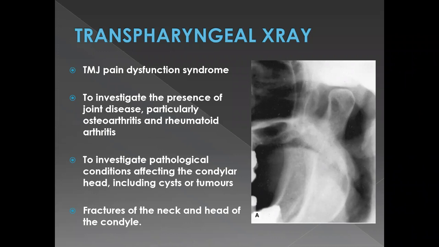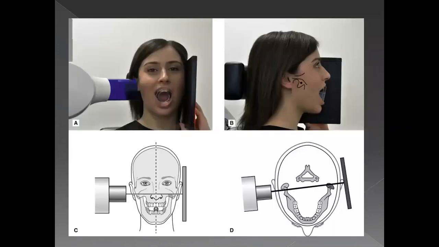Again, you will come across this in centers where you don't have access to an OPG, or in the peripheries if you're working over there. It was usually ordered for patients with TMJ myofascial pain dysfunction syndrome, to investigate the presence of joint disease, particularly osteoarthritis and rheumatoid arthritis, and to investigate pathological conditions affecting the condylar head, including cysts and tumors. In addition, you can also see the neck and the head of the condyle quite clearly, so you could also do it for fractures of this area, or even in cases of temporomandibular joint ankylosis. But again, since the advent of OPG, this transpharyngeal X-ray is not done routinely. So how is this done?